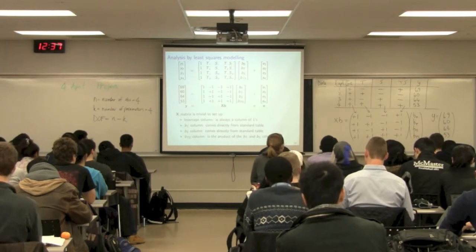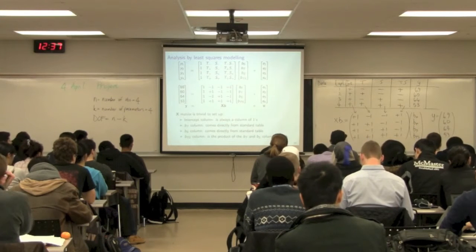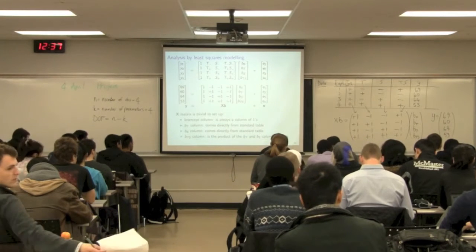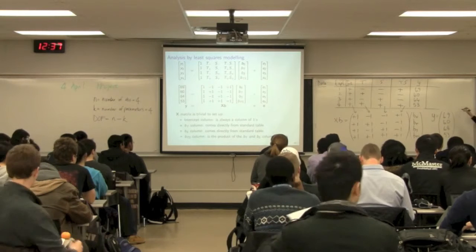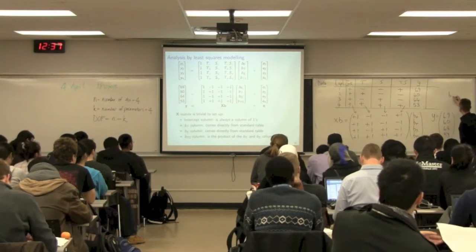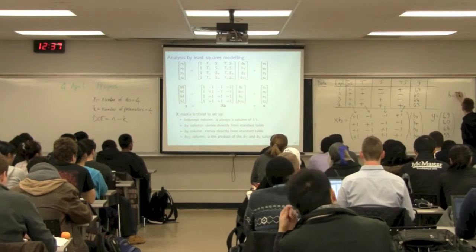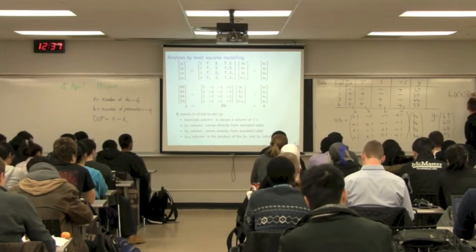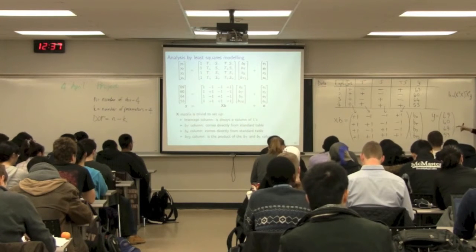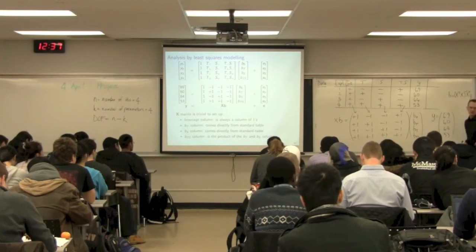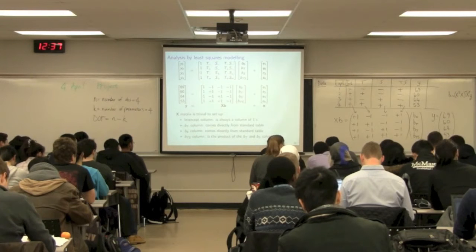Then you can go ahead and put that into R, or MATLAB even, if you prefer. So I put the code both for MATLAB and R on the course website. And you can say B is equal to X transpose X inverse, X transpose Y. And you will get those four estimates of the parameters in matrix form.